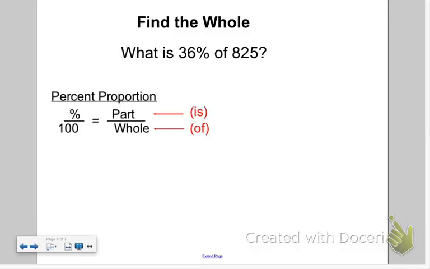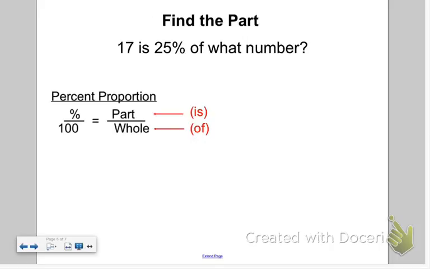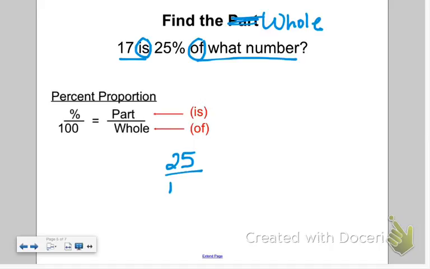Okay. Now this one, this time it says find the part, but we're actually going to find the whole. I had these labeled incorrectly. 17 is the part. 25%, the percent's always easiest to pick up. It usually has that percent sign next to it. So 17 is 25% of what number? We're missing the of. We're missing the whole. So when I go to set it up, I'm going to put my percent over 100, of course, 25 out of 100. My part is 17, but the whole is missing.